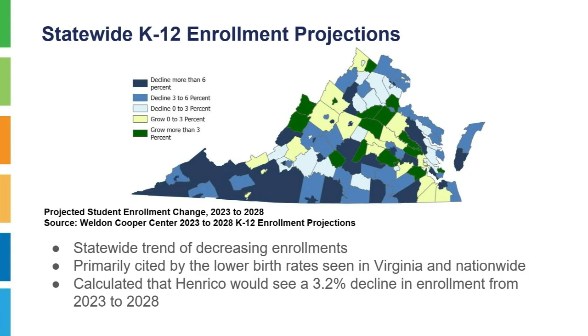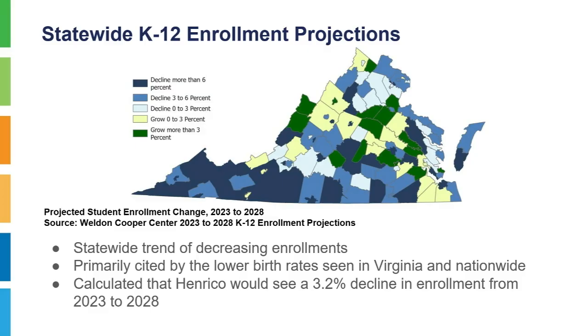In addition to understanding the functional capacity within HCPS, we are also mindful of broader demographic trends and their impact on K-12 enrollment. This map, which was shared with you last winter, is from the Weldon Cooper Center at UVA, which provides projected enrollment data to school divisions and policymakers in the Commonwealth. It illustrates changes projected for each division between 2023 and 2028.